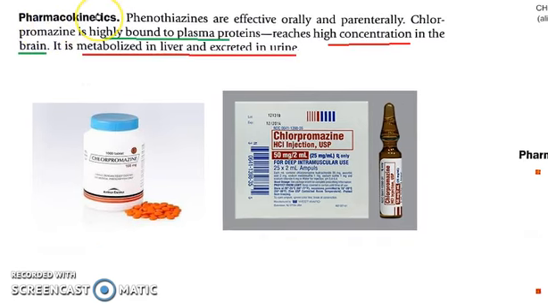Let us look at the pharmacokinetics, that is what the body does to the drug. Now, chlorpromazine can be given as tablets, that is orally, or parenterally as an injection. Now, they are highly bound to plasma protein. This is a very important thing you need to remember. They reach high concentration in the brain. Where do they reach high concentration in the body? In the brain. Okay, where do they get metabolized? In the liver, and they get excreted in urine. Fine.